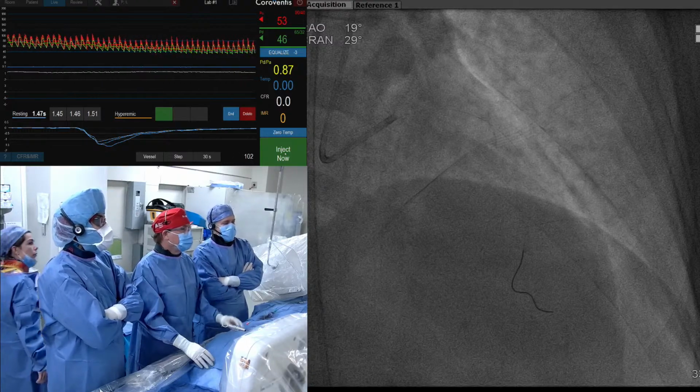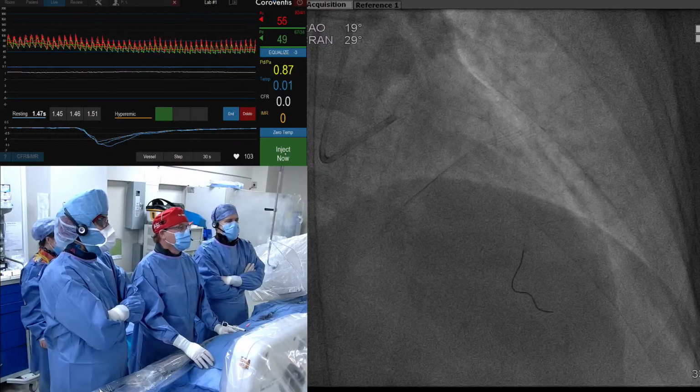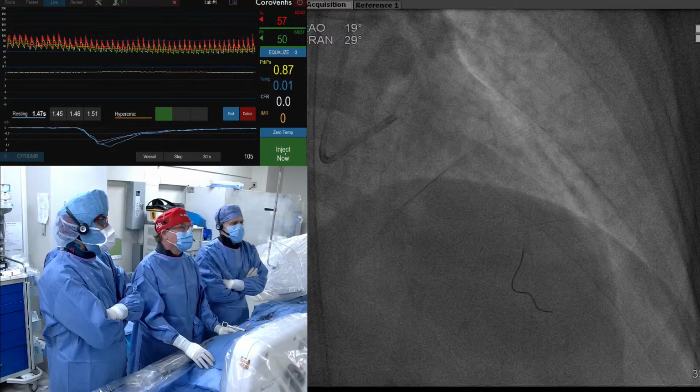So we're getting a little tachycardic, which is good. We're at a minute 10, usually takes about a minute 20.